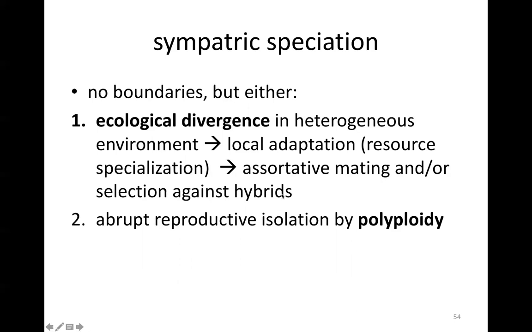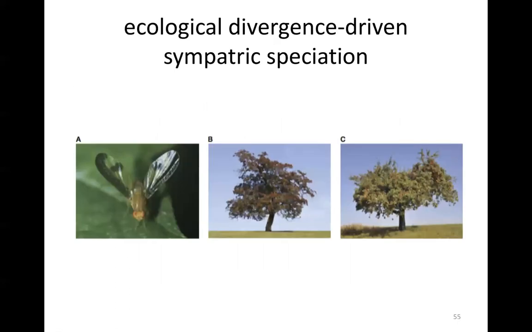So this is one path to sympatric speciation. The alternative path is totally different. You can also have, within the same population, new groups emerge by polyploidy, autopolyploidy or allopolyploidy. We'll see in a second. Okay, let's first discuss ecological divergence-driven sympatric speciation, and there's this famous case of these flies, hawthorn flies.